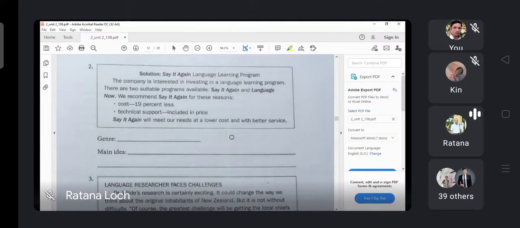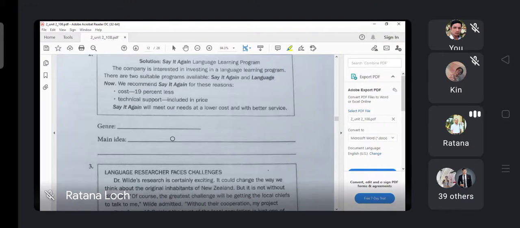What is the type of text? It is difficult to pronounce this word. So what type of text do you think? I think business communication. Yes, correct. You are correct. Business communication. No need to write. So you know here, business communication. What is the main idea?